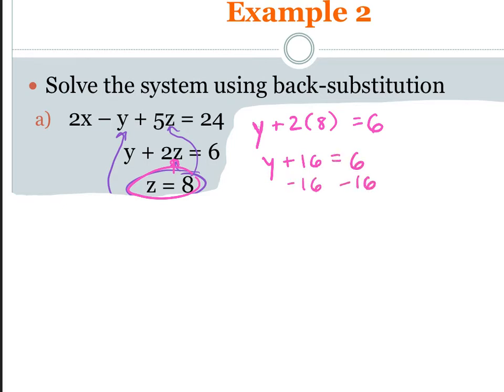Subtract 16. What do we get for y? Negative 10. Now what do we do? Plug it into what? We found our z and we found y, so now we need to find x. We can't plug it into the second one because there is no x. So let's plug it into the first.